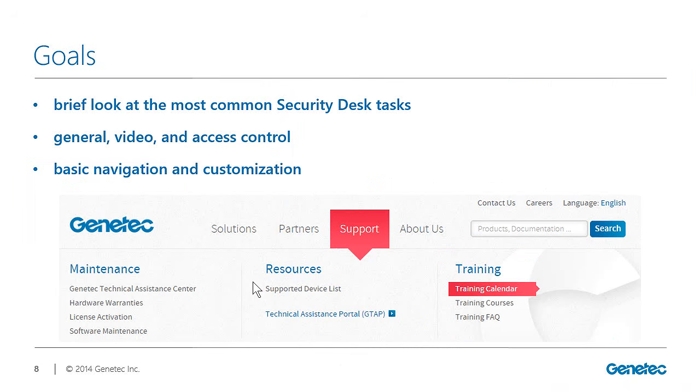Now, looking at the goals for the webinar, the first thing we want to achieve is to give everyone a brief look at the most common tasks they'll need to do and how to perform them in the Security Desk. This includes general tasks like running reports, and also specific ones for video and access control, like exporting video or putting doors in maintenance mode. We also want to cover any basic navigation you'll need to know to get started, such as customizing the canvas and cleaning up your workspace. This includes any customizable settings and the options that we'll want to set for the tasks that we'll be using.